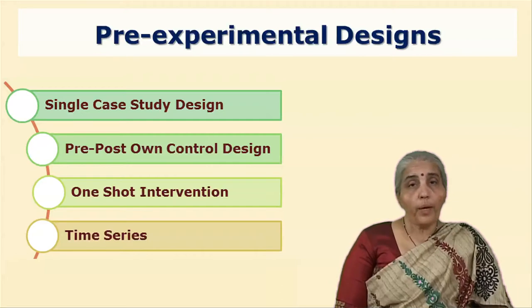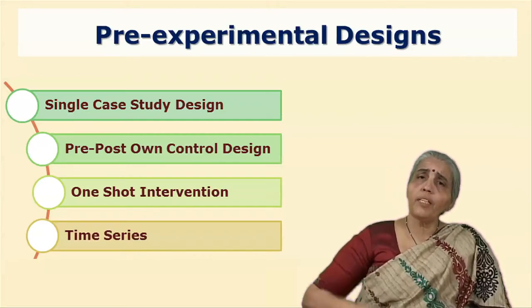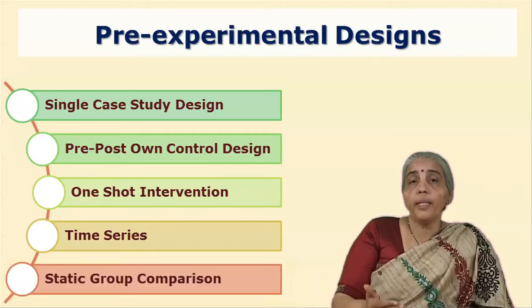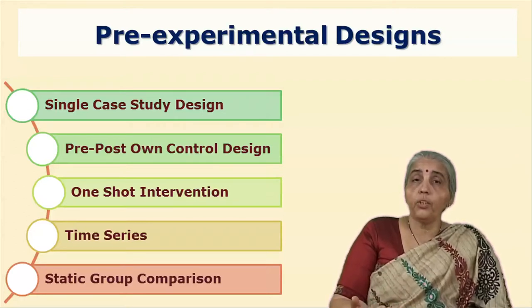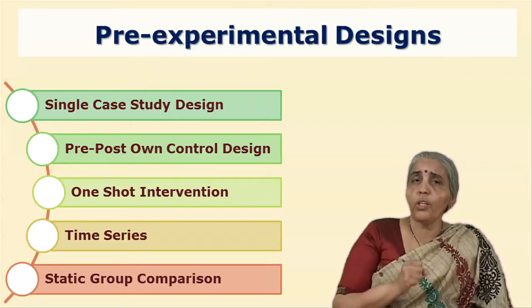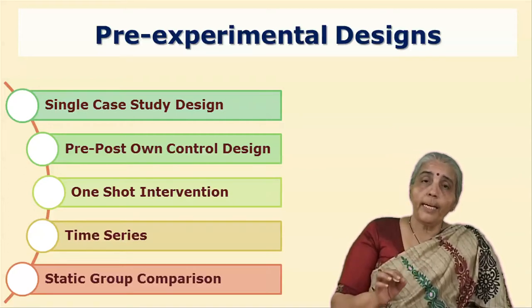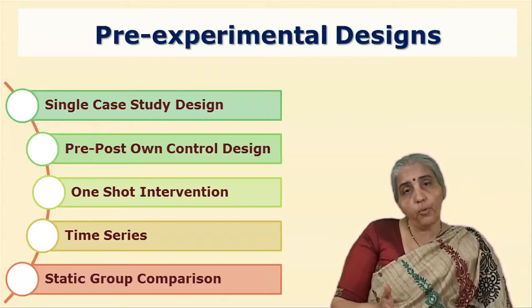So we have looked at one group designs, we have looked at single case designs. Sometimes you have a static group comparison where it is not as if you are bringing in an intervention or treatment on your own, as you typically do in a true experimental design, where you have full control over that experimental manipulation. Instead, you are merely looking at a naturally occurring event that has happened to one group and not happened to another group.